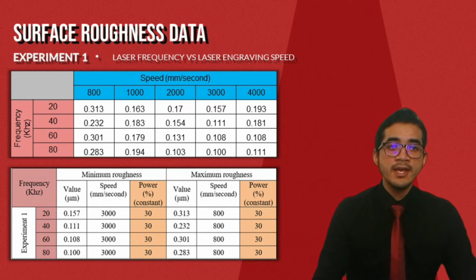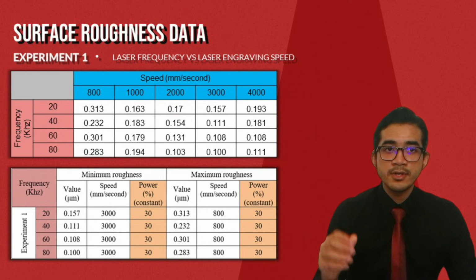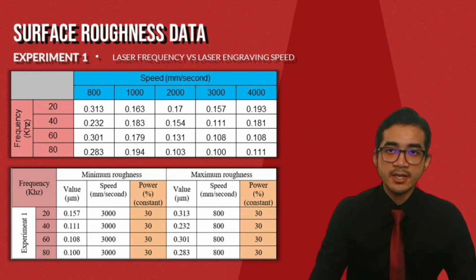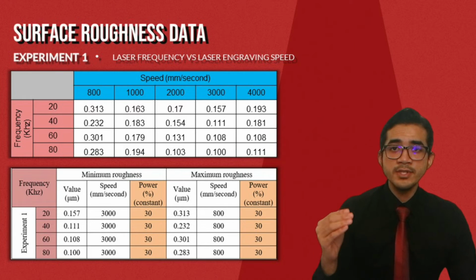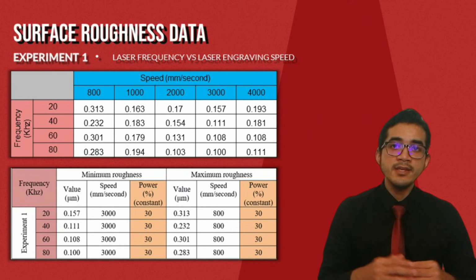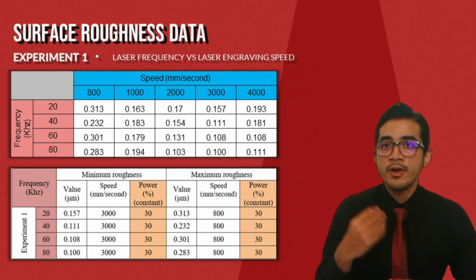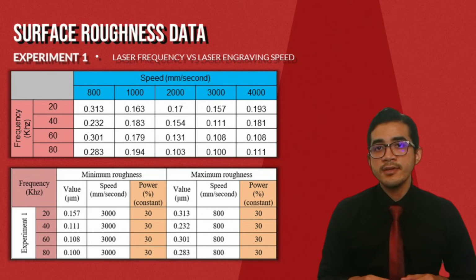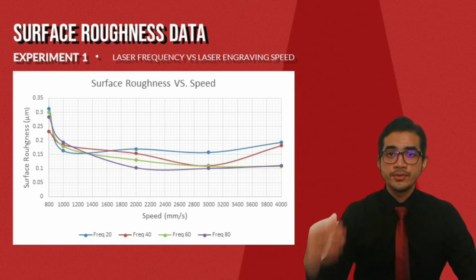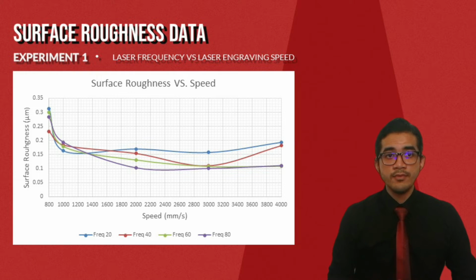So I can conclude that at the speed of 3000 for experiment 1, it gives a smooth or low surface roughness result. And for the maximum roughness data, the speed is 800 mm per second. So the higher the speed, the smoother the surface, or I can say that the higher the speed, the lower the surface roughness value. Here is the graph of surface roughness versus speed for experiment 1.